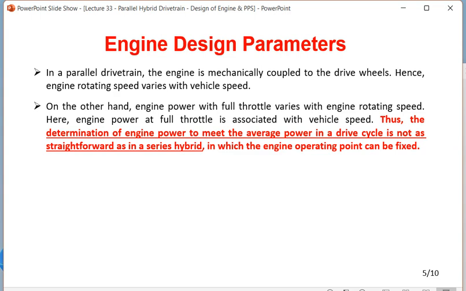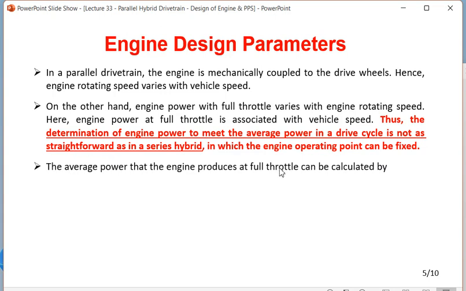So whenever we are trying to find out the average power or maximum efficiency or maximum output, at that time wheel and engine are coupled together. So both these effects have to be considered in that case, in which the engine operating point can be fixed. The average power that the engine produces at full throttle, meaning maximum fuel is given to the engine, can be calculated by the formula for maximum average power: P_max_av = (1/T) ∫ P_E(V) dt, integrated over time.